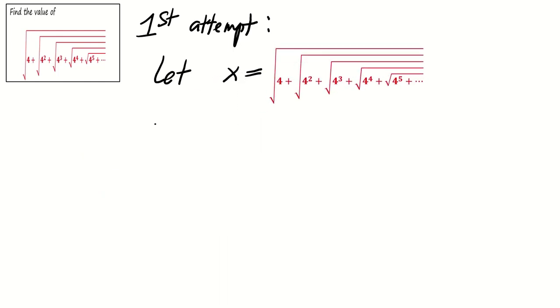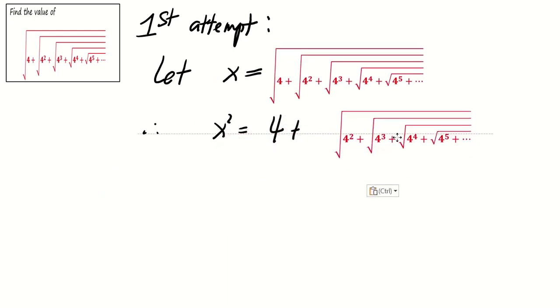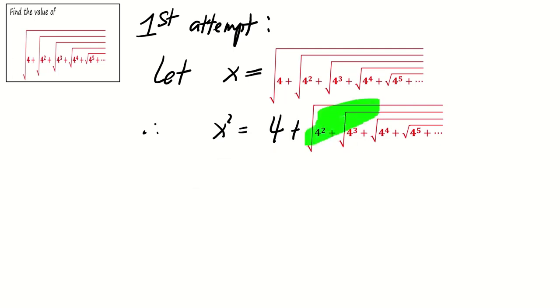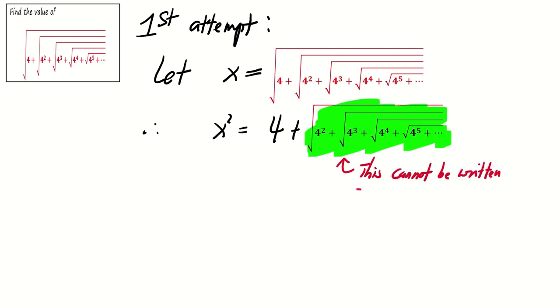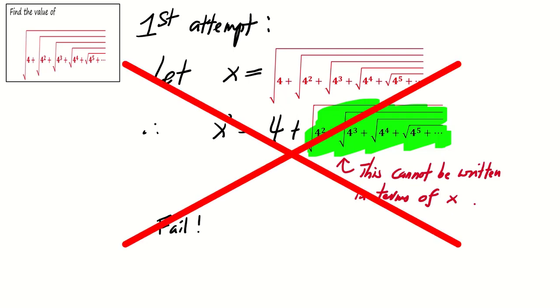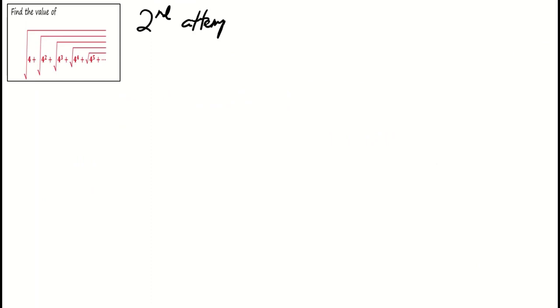Using the method just now, we come up with this first attempt. So we let x be this expression that we want to find. So x squared will equal 4 plus square root of 4 squared plus square root of 4 cubed plus square root of 4 to the power 4 and so on. However, the square root on the right hand side cannot be rewritten in terms of x, which means that this attempt failed. Let's start with the second attempt.